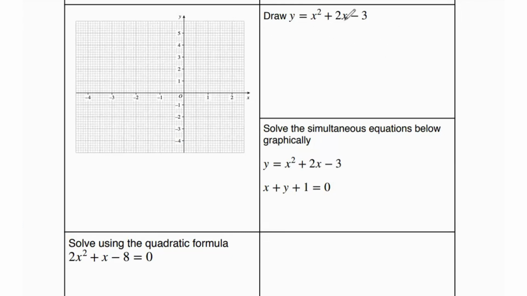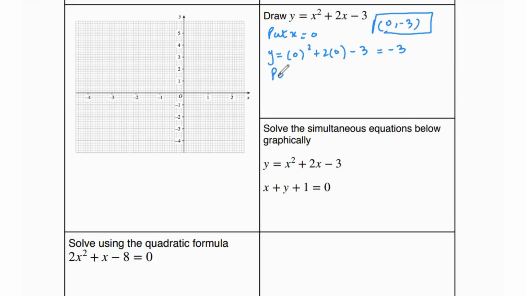So to find the y-intercept, we put x equals 0. So when you put x equals 0, y equals 0 squared plus 2 times 0 minus 3, which is going to give us -3. So one coordinate is (0, -3).